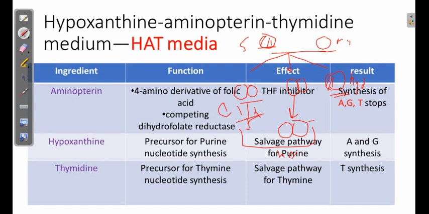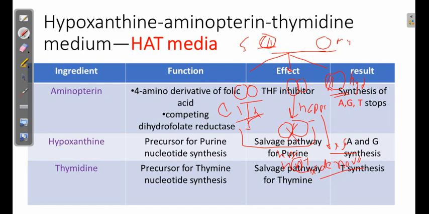First, because our HAT media contains aminopterin, it will not allow these cells to follow the de novo synthetic pathway. And second, because this myeloma cell doesn't have the HGPRT, hypoxanthine guanine phosphoribosyl transferase enzyme, they can no longer go for the salvage pathway also. So ultimately, they don't have a way to go through the de novo pathway or a salvage pathway. They cannot synthesize new DNA and ultimately they will die.